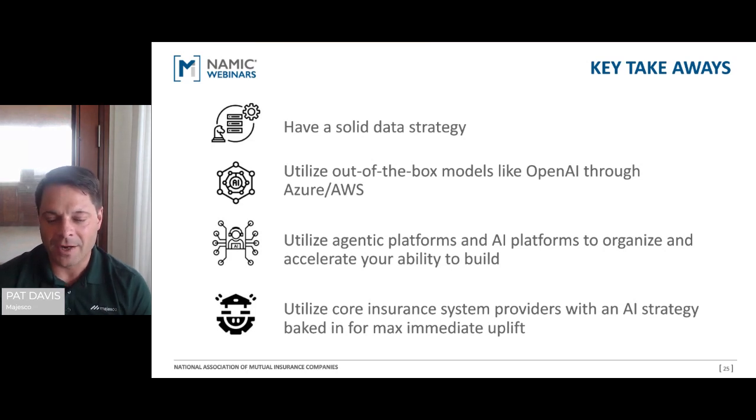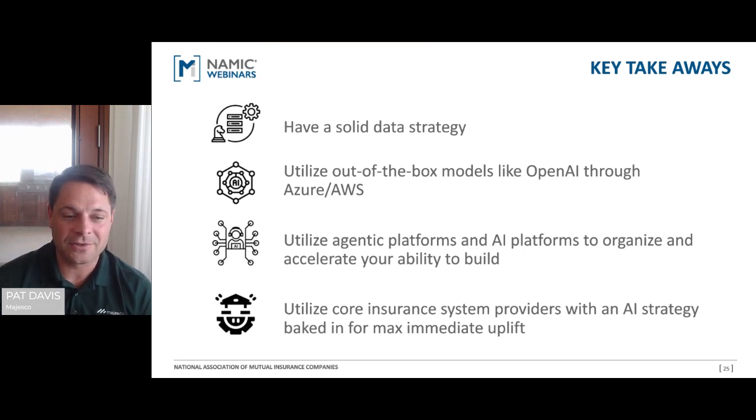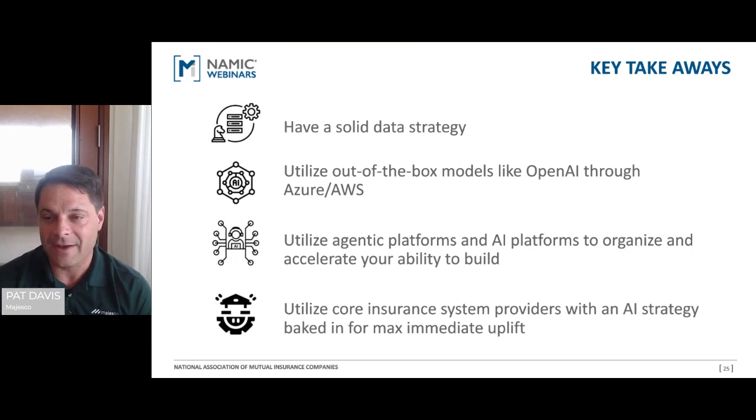And if you want to go fast in this world, and if you want to be able to build these things for a reasonable amount of money and have your company be able to take use of them, you need to utilize the platforms from the big providers, the big cloud providers, to have that quick lift. And the last one really is making sure you utilize core system providers that have an AI strategy.